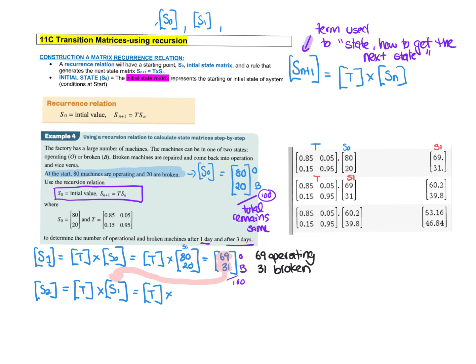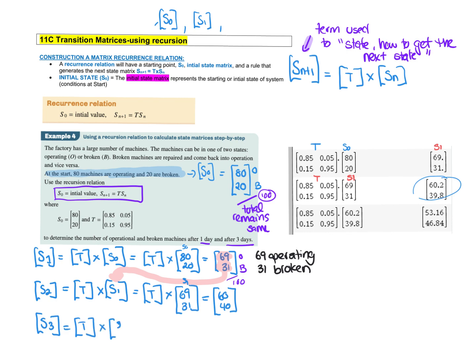So that was S0. S1 was when we wrote that out, and now it's over here. I'm going to round it because we're not going to have a 0.2 machine. So I'm going to round that top number to 60, and the bottom number does round to 40, and that's okay because does that add up to 100? It does, doesn't it? So that's good.